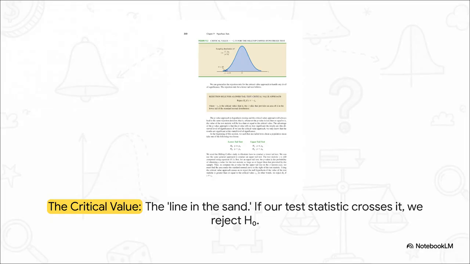Now, there's another way to get to the same verdict. It's called the critical value approach. This method basically draws a line in the sand, which you can see right there in that shaded region on the graph. If our main piece of evidence, that test statistic, crosses that line, we've got enough to convict. For our coffee case, that line in the sand was drawn at -2.33.